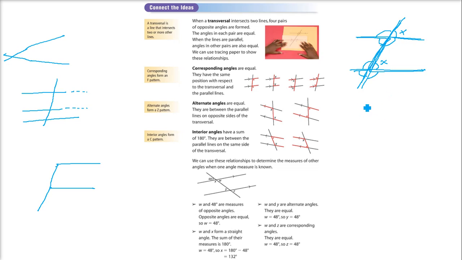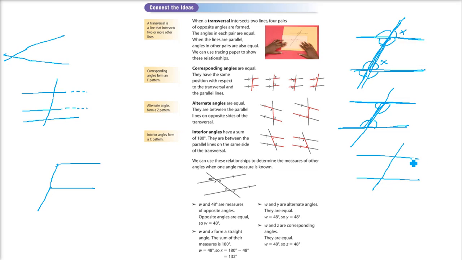What is an alternate angle? I'll make it again. When the figure forms a Z pattern, see, this is a Z pattern. So this angle and this angle are called alternate angles and they are equal. Again, we have one more Z pattern like this one, this one and this one. So this angle and this angle are alternate angles and they are equal. How about the interior angles? When the pattern forms a C.